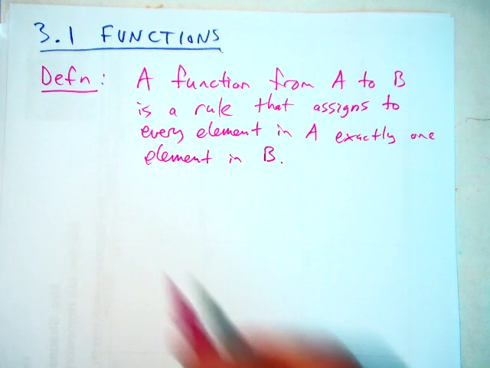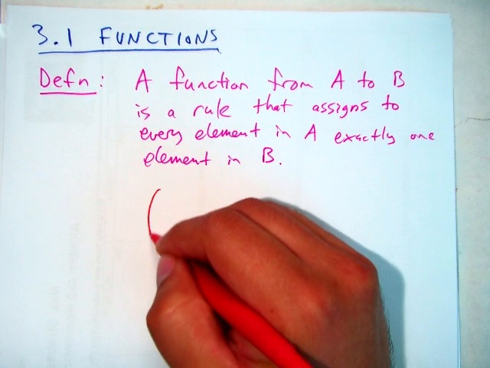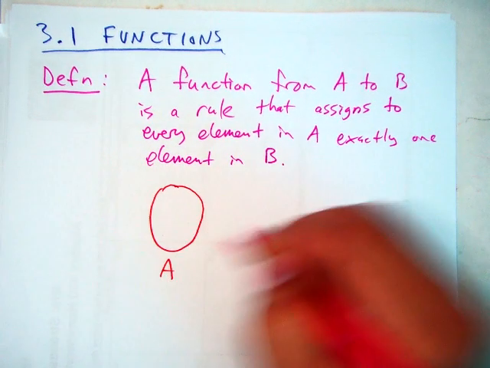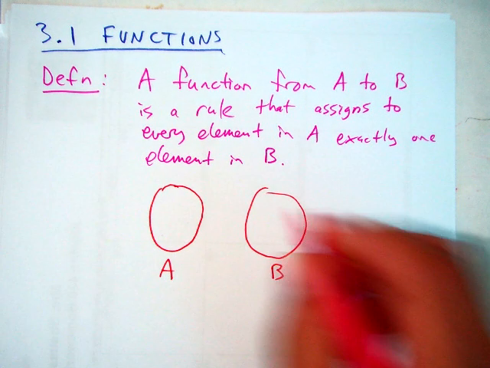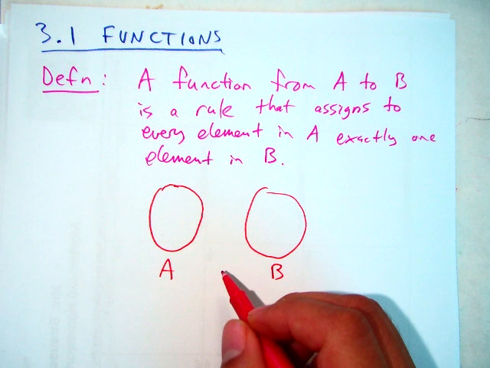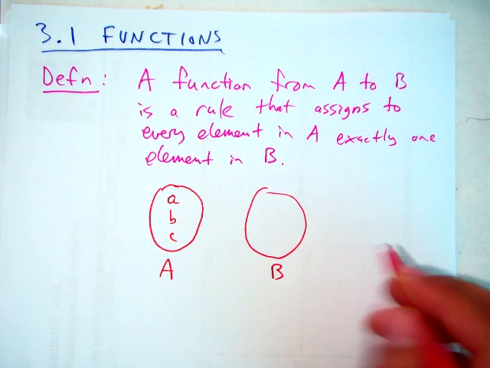So let's say this set is A, and let's say this set is B, and in A I have some objects, numbers, or variables, it doesn't matter what, but let's say they're A, B, and C, and in B I have the letters D and E.